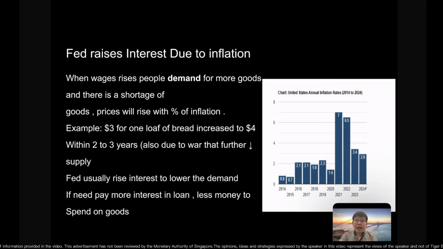Okay, so the Fed raises the interest rate due to inflation. The reason why the Fed increased the interest rate is because there's a lot of concern about inflation. Some of the inflation is due to too much demand when there's a shortage of goods, as written here. As we can see, the inflation chart is actually inversely related to the interest rate.